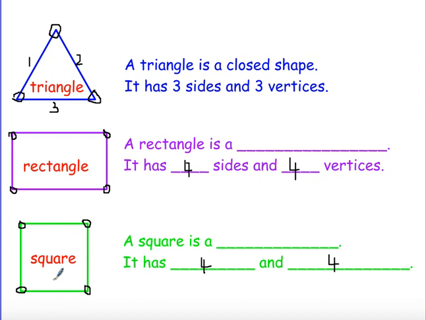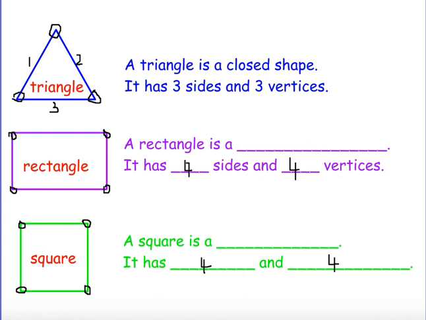We realized that a rectangle's sides are not all equal, but a square's sides are all equal, right? So the rectangle has 2 equal sides on the top and the bottom, and the left side and the right side are equal too, but the 2 pairs are not equal. Okay, so that's the difference between rectangle and square.